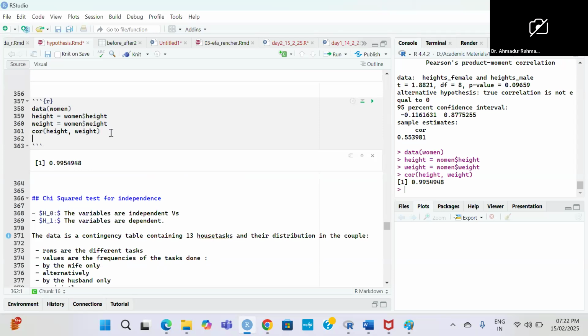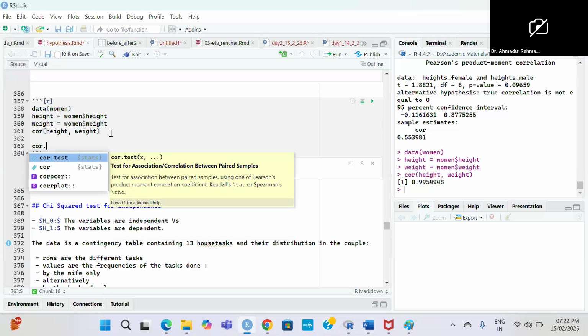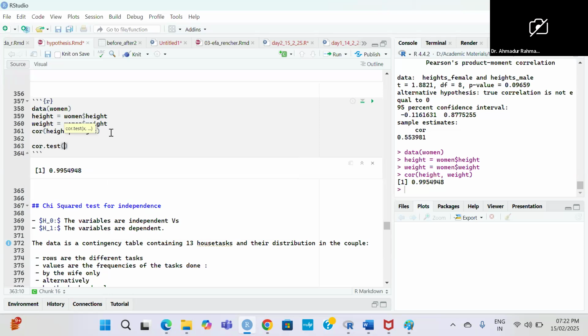If someone's height increases, then their weight increases, right? This is obvious. So now we will check whether this correlation is significant or not. So we will write height comma weight comma method is equal to pearson.